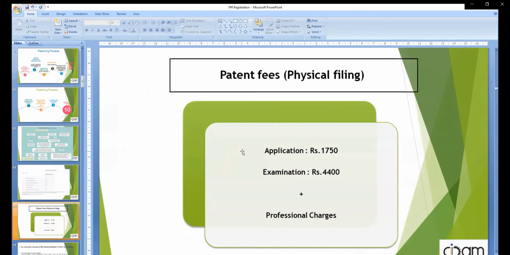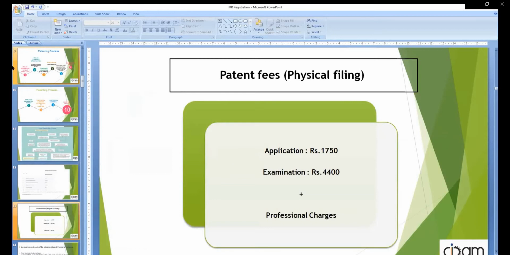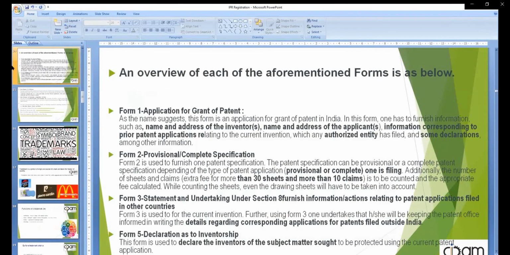Patent filing, physical filing. If we go for hard copy physical filing, then the application fee is 1750. That is 10% more than the online fee, plus the examination fee 4400 and the professional charges. So an overview of the aforesaid forms, as I've already explained, form 1 is very important.